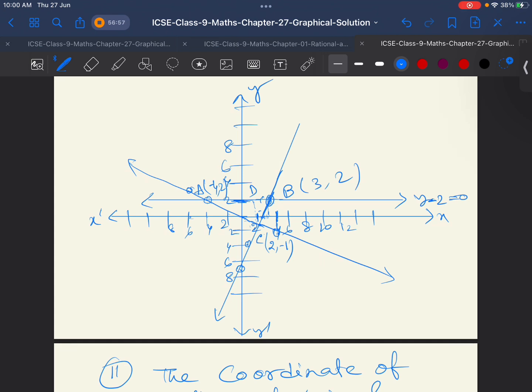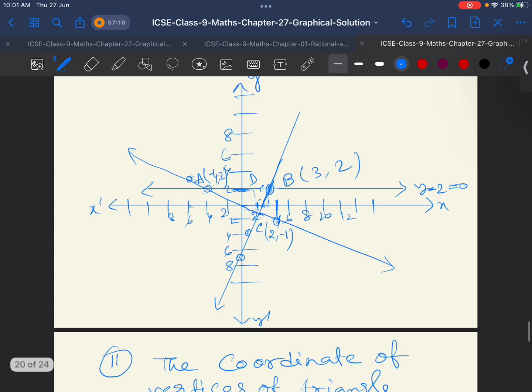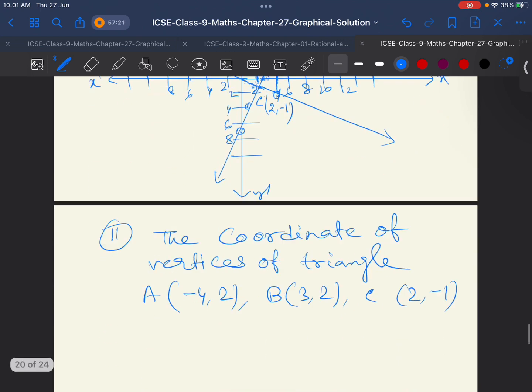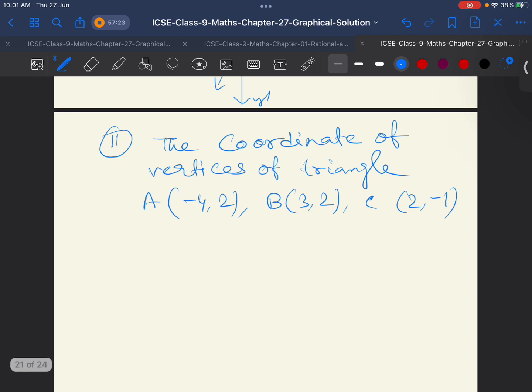From the origin to this point A, the distance is 4 and here the distance is 3. So the total distance of AB is 7. Now the distance of CD is here, from the origin to this point 2 and from the origin to this 2. So total distance 4.